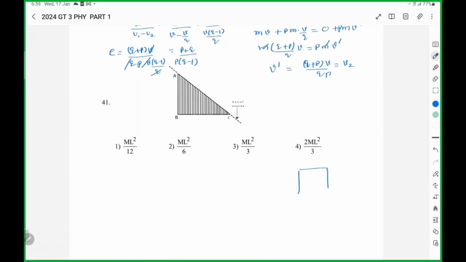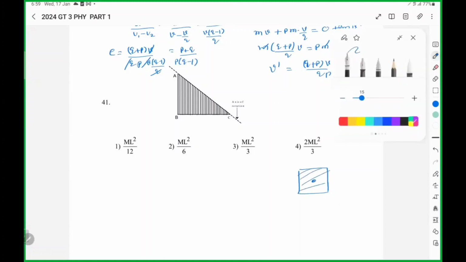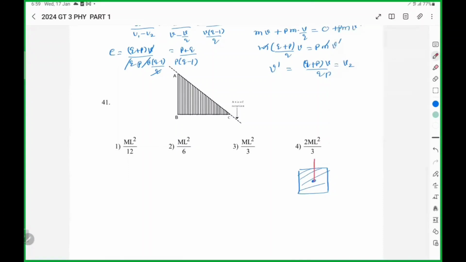The 41st one: moment of inertia of a square plate about a line perpendicular to the plane and passing through the center of mass is ml square by 6. So let us take these two as Ix and Iy, and this one is Iz. By the perpendicular axis theorem, Iz is equal to Ix plus Iy. This figure is symmetric with both the diagonals, so Ix will definitely be equal to Iy.